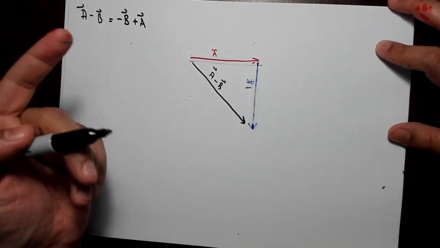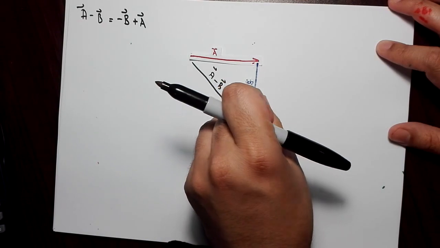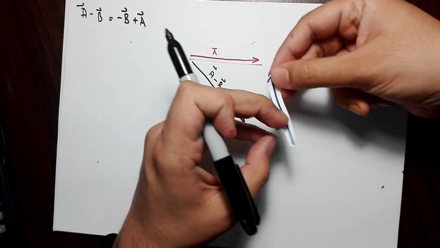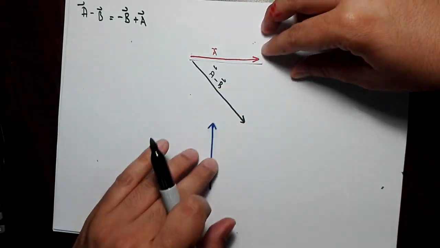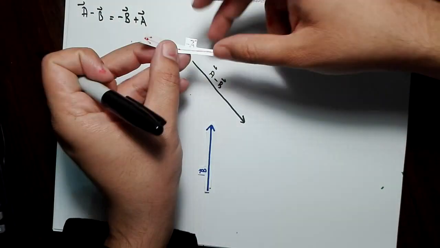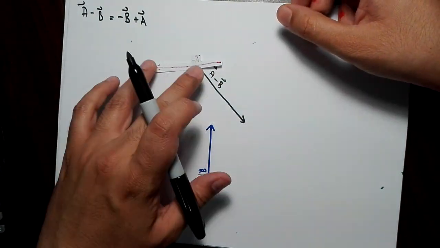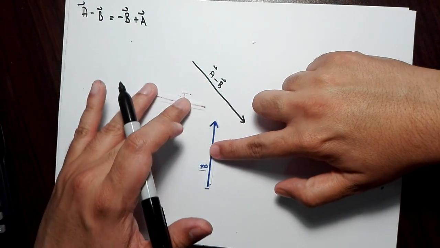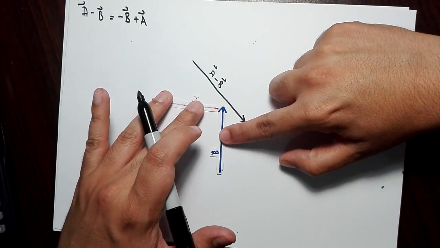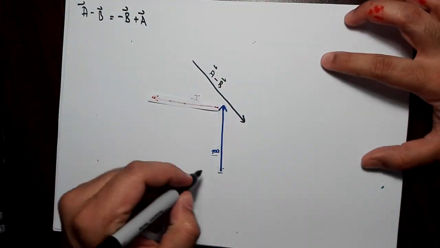So let's say you want B minus A. For that, I still have B. My B is still this, but my A, I have to flip A. Okay, so that's my A, right? So now this is B and this is A, right? So B minus A would be this vector.